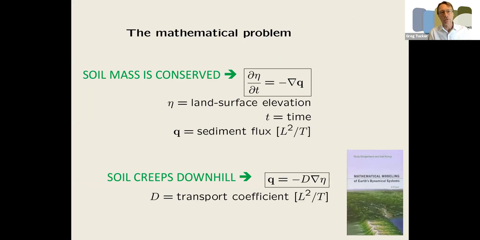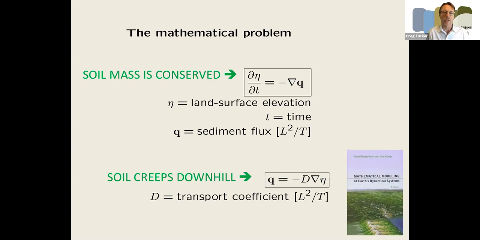We have two governing equations in this simple demonstration problem. The first here is a conservation of mass law. Here the symbol eta is meant to be land surface height at a particular point in time. And Q is the soil flux or sediment flux, defined as volume per time per unit width. We'll revisit that definition again in a moment. So that's conservation of mass.